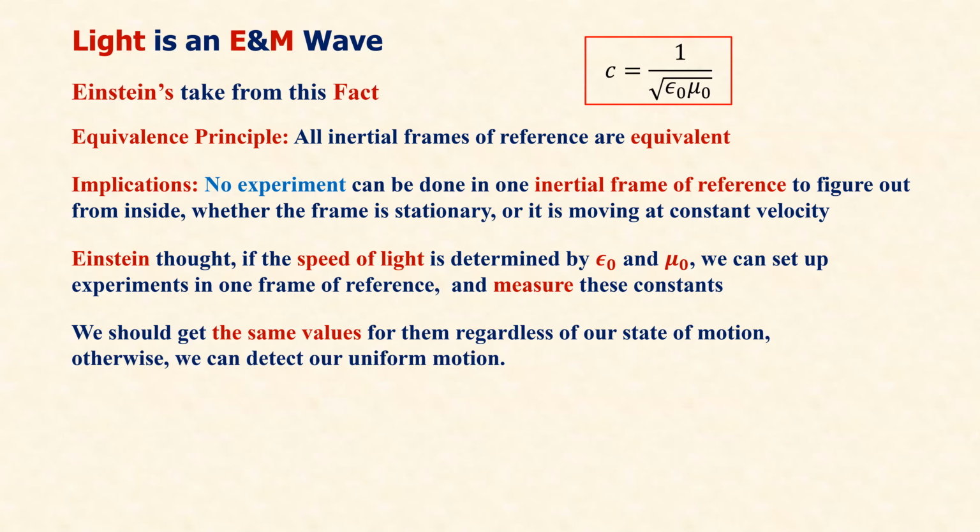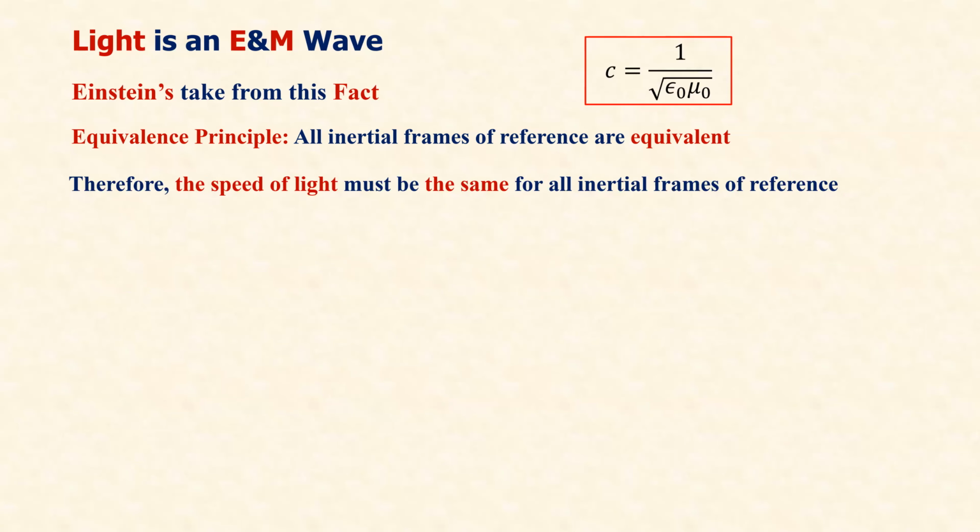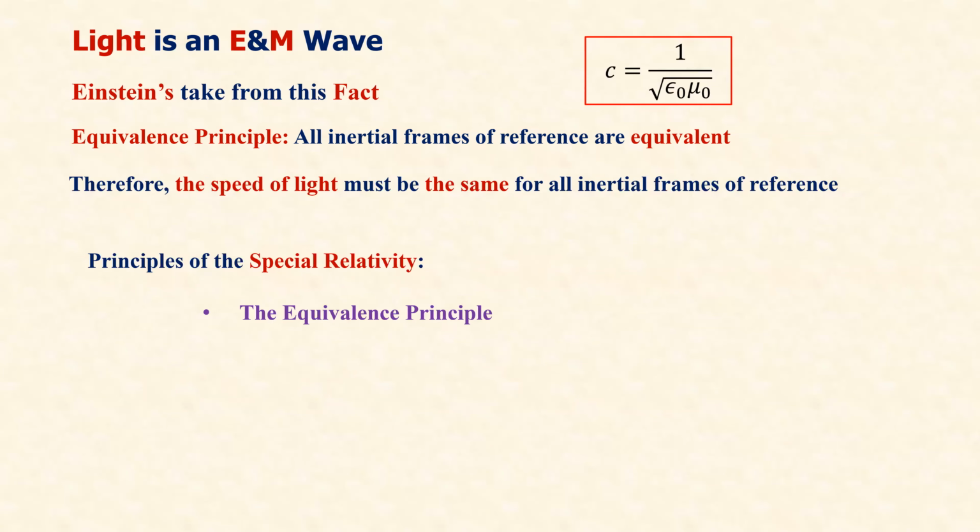You should get the same number according to the equivalence principle. Therefore, the speed of light must be the same for all inertial frames of reference. And that is one of the postulates of special relativity. So he put these two together and came up with the postulates of special relativity. One was the equivalence principle. The other one was the constancy of the speed of light.